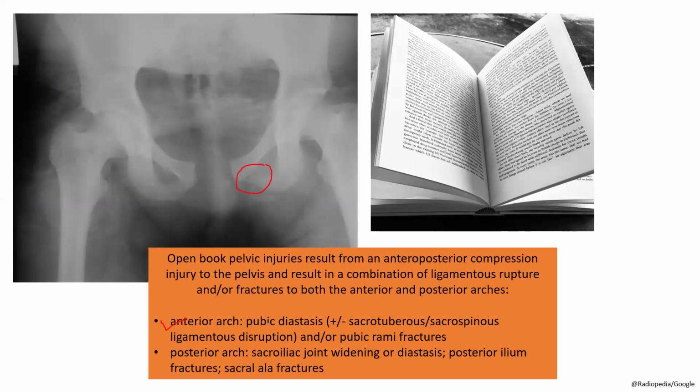So anterior arch injury can involve pubic diastasis with or without pubic rami fracture, and posterior arch injury involves sacroiliac joint widening or diastasis with or without fracture of posterior ilium and sacral ala. So this is open book pelvic injury.